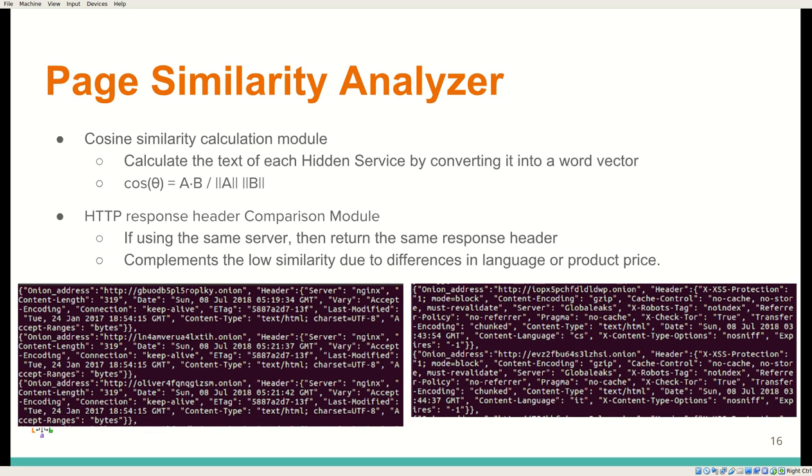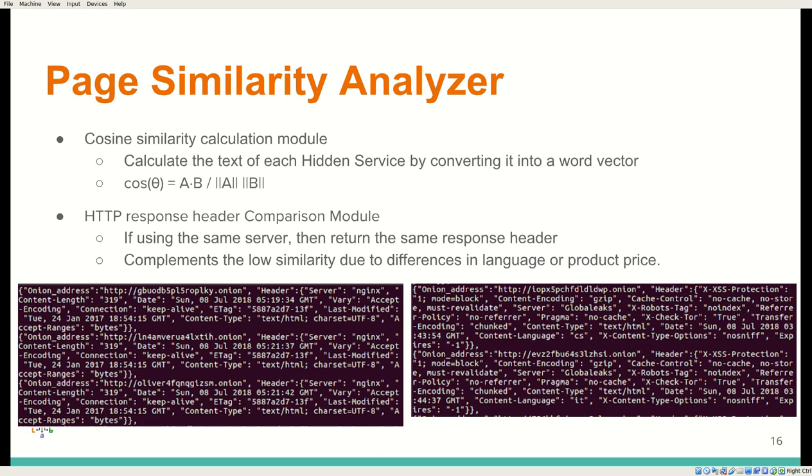The analyzer uses a cosine similarity calculation module to find duplicated hidden services. It converts the text of two hidden services into a word vector to calculate the similarity. It also uses the HTTP response header comparison module. If both hidden services use the same server, it can be assumed they return the same response header.